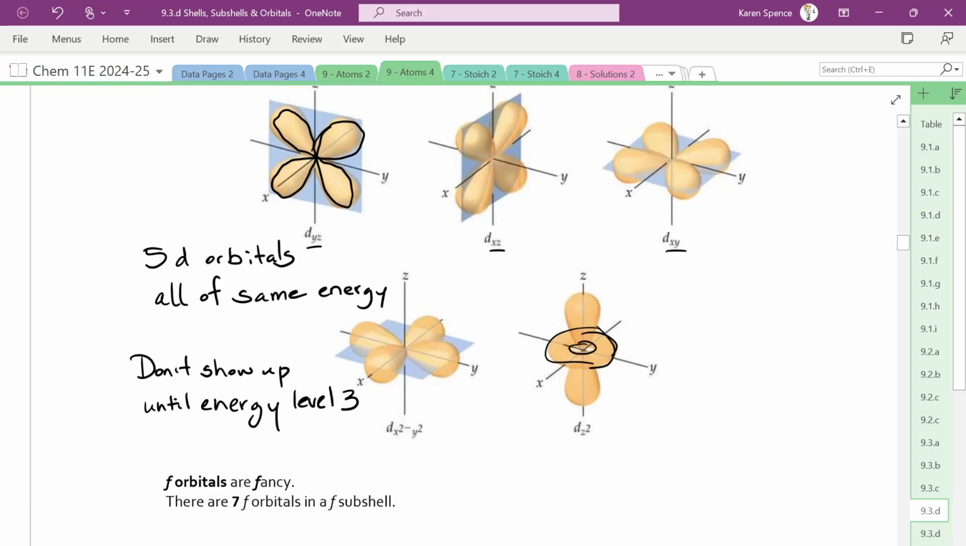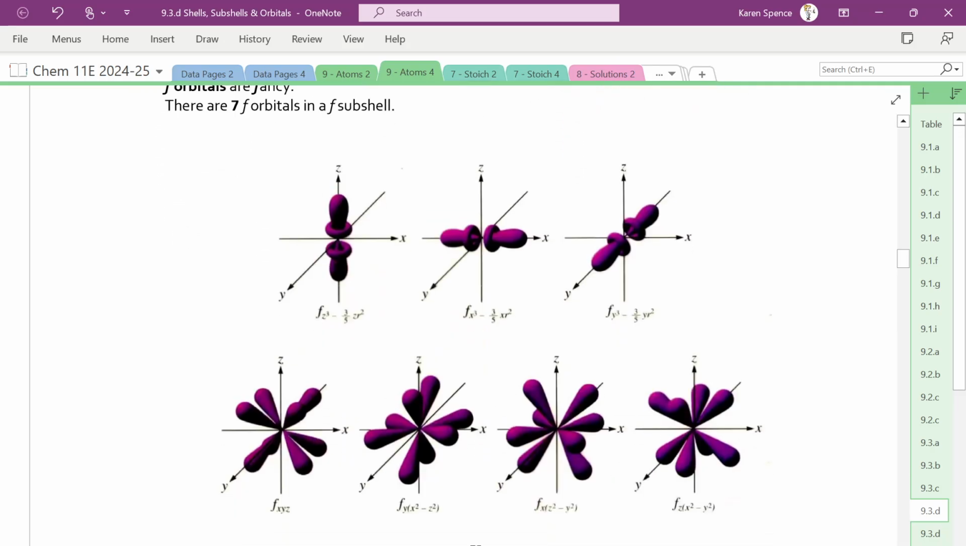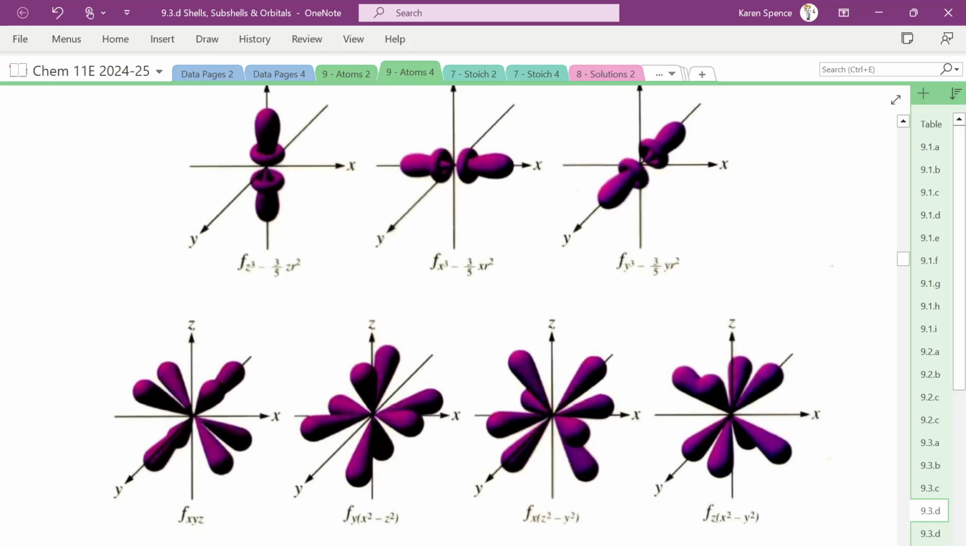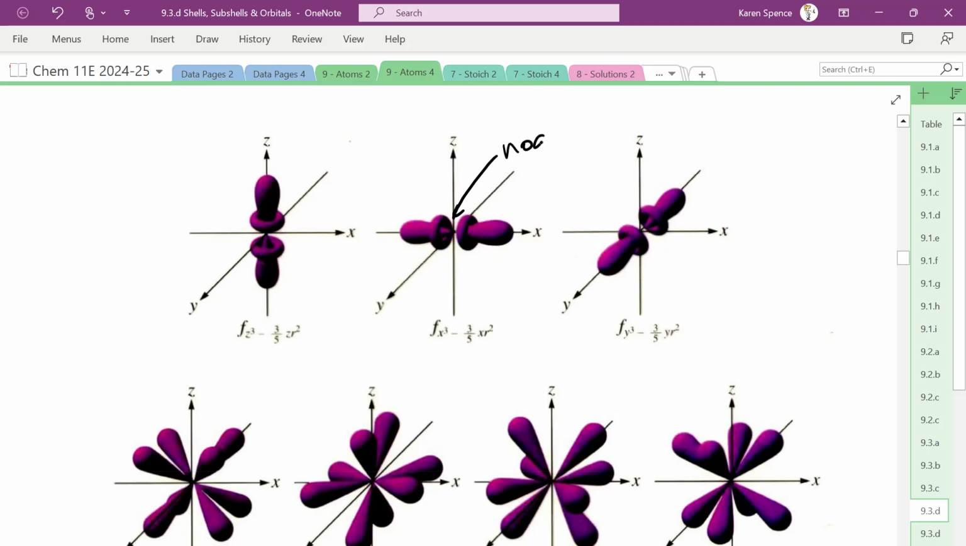And then finally, we have our F orbitals. And the F orbitals are fancy. Okay? So we have some like little donuts and things, and then we have like 8-lobed whatsy-woos, right? We still have nodes, right? We got a node at the center. We got a node. Do you need to know any of these shapes?